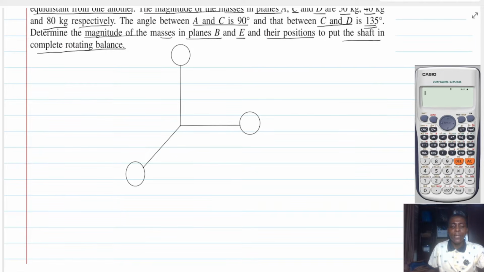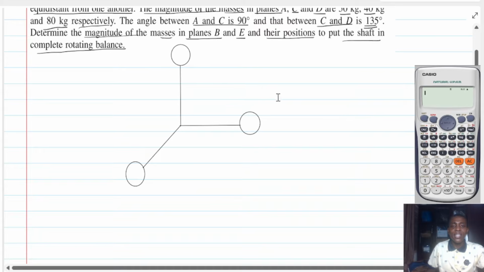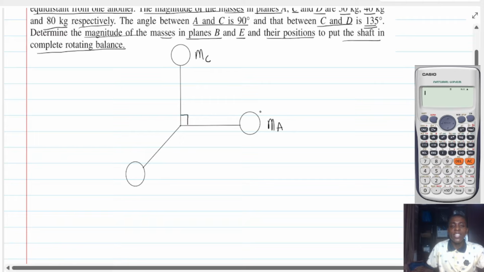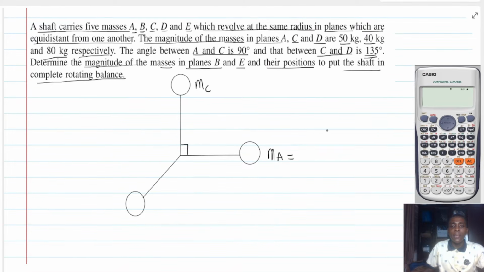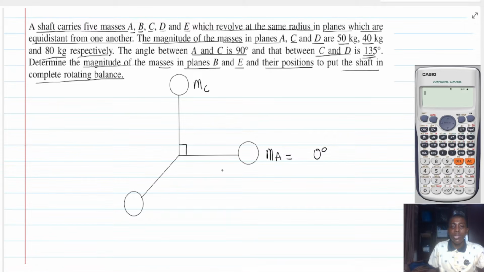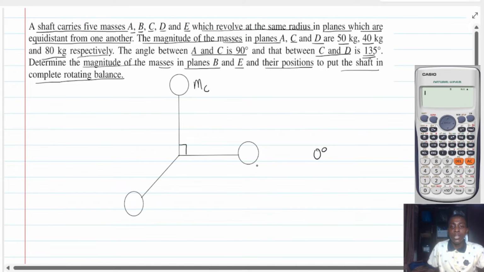Okay, so there we are with the masses. Let's say that the first is actually the mass A. All right, let's say this is mass A, and then let's say that this is mass C. And we are saying that the angle between A and C is 90. So the idea is that mass A is a reference. In other words, we are referencing mass A at 0 degrees, and we are taking all the angles from mass A. Mass A is actually 50 kilograms.